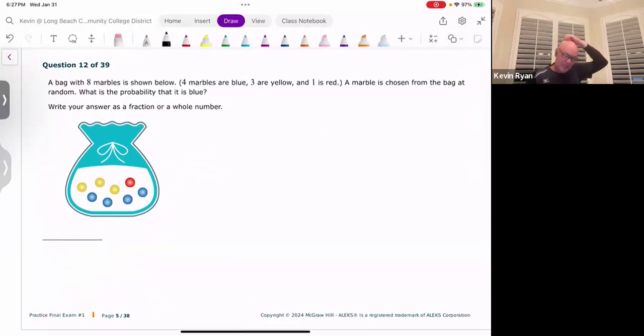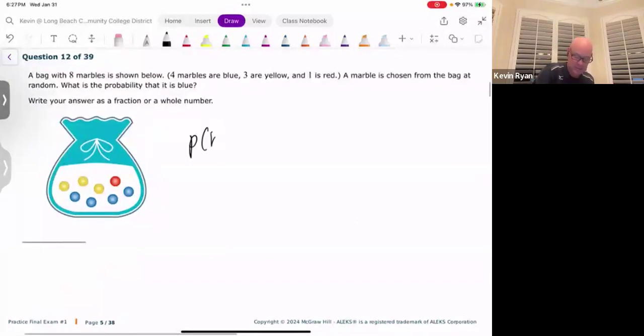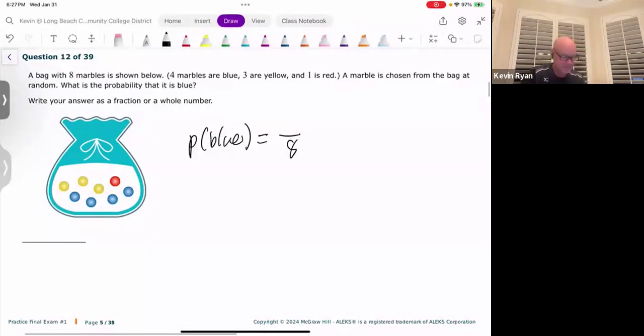A bag with 8 marbles is shown below. 4 marbles are blue, 3 are yellow, 1 is red. A marble is chosen from the bag at random. What is the probability that it is blue? So the probability of blue. My denominator is 8 for sure. And how many of them are blue? 4 of them are. Now you can reduce that to 1/2 if you want, but you don't need to. We can just leave it as 4/8.